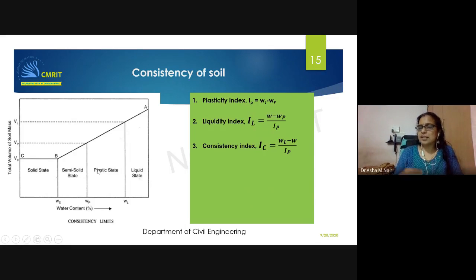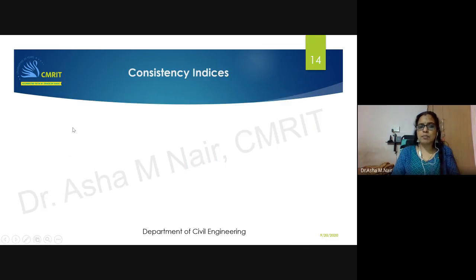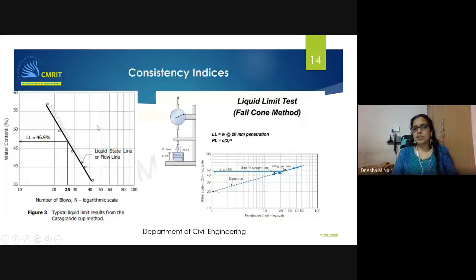So consistency index indicates how close your soil is to the plastic limit. Okay. So liquidity index indicates how close the soil is to the liquid limit. So for consistency index, already you know the liquid limit, and the natural water content you are verifying with respect to the plastic limit. And so that the value will become 1. And flow index is nothing but the slope of the flow curve. That is the previous slide. Yeah. The slope of this curve is called the flow index.